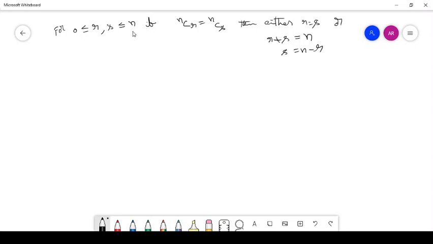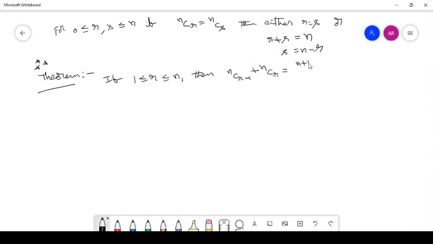Now we are doing one theorem. This is also a very important theorem. If 1 ≤ r ≤ n, then nCr-1 plus nCr is equal to n+1Cr.